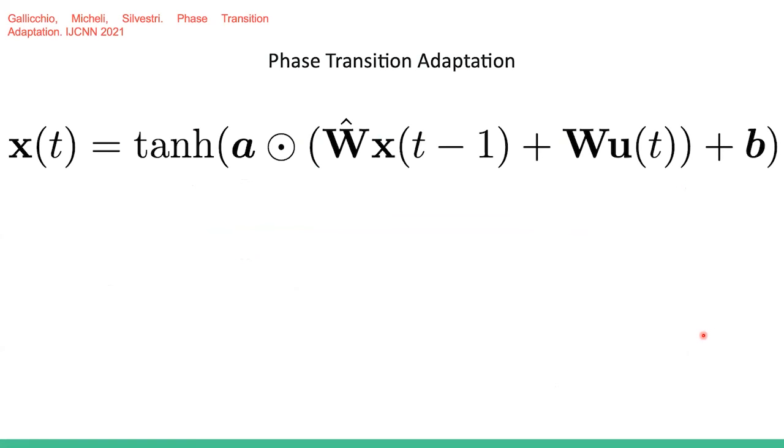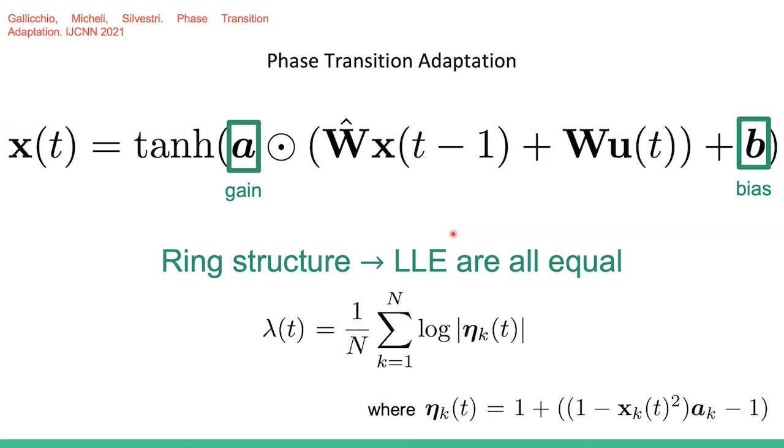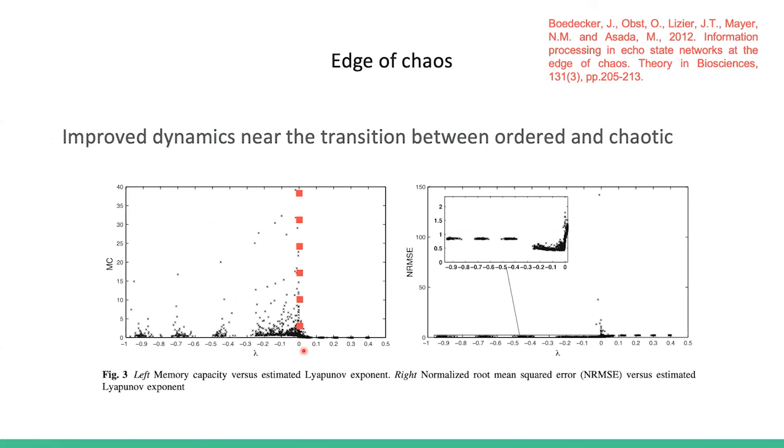And even more, what we proposed in a paper that we presented at this conference, IJCNN, this year, is that you can start from this architecture and do something similar to intrinsic plasticity. You can adapt the gain and the bias of the nonlinearity in order to drive the maximum local Lyapunov exponent to zero, so as to reach the condition where the computational properties of the system are maximized.